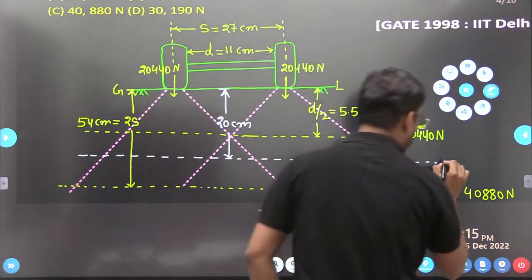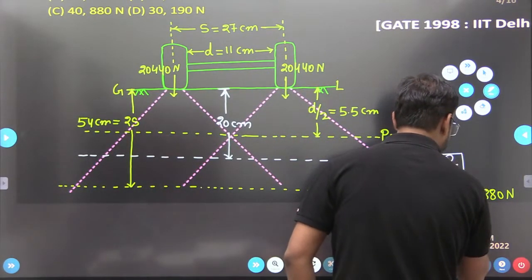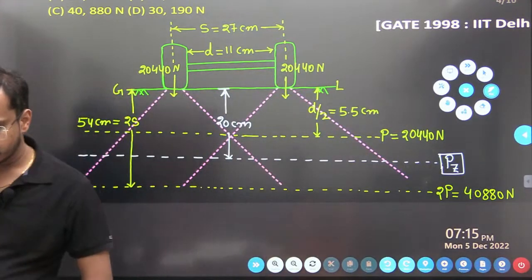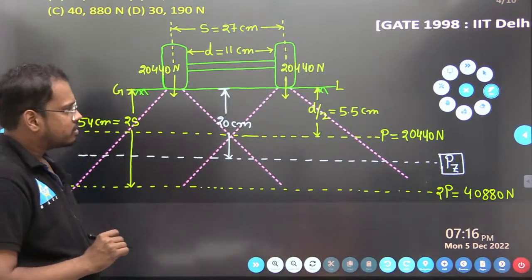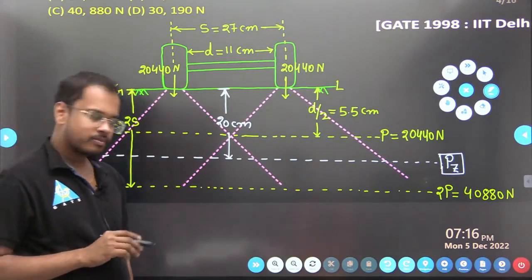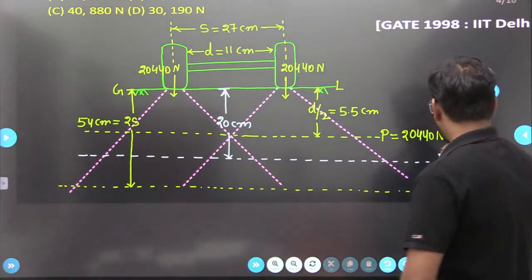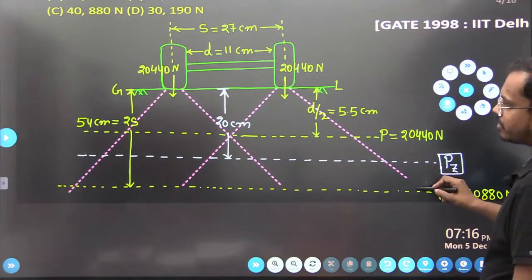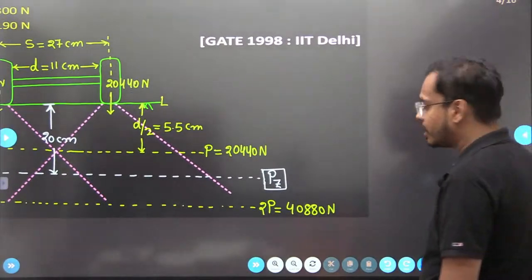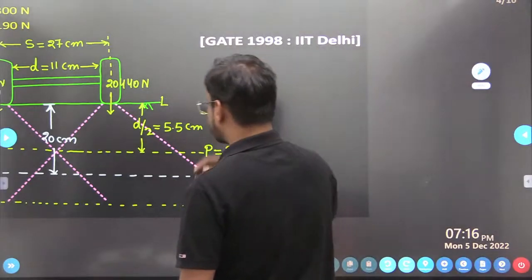What is the value of load at 20 centimeter depth? So suppose I consider the load below 20 centimeter depth is PZ. So now, how to solve it? How to calculate the value of PZ? Please give me an answer, my dear friend. Linear interpolation. We can use linear interpolation. So now see here how we can use linear interpolation.